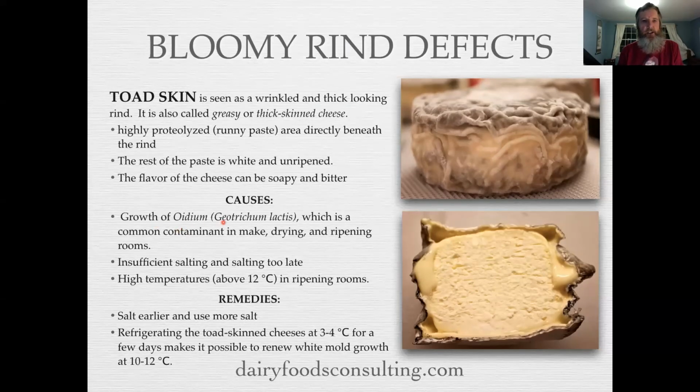It's wild yeast, and the main one is called Oidium geotrichum lactis, and it can come from not salting or delaying the salting. So then we get just an excessive growth of wild yeast that are hanging around in the make room. And then if our temperatures are too high in the ripening room, we can get it too. So the remedies are to go against that, do the opposite.